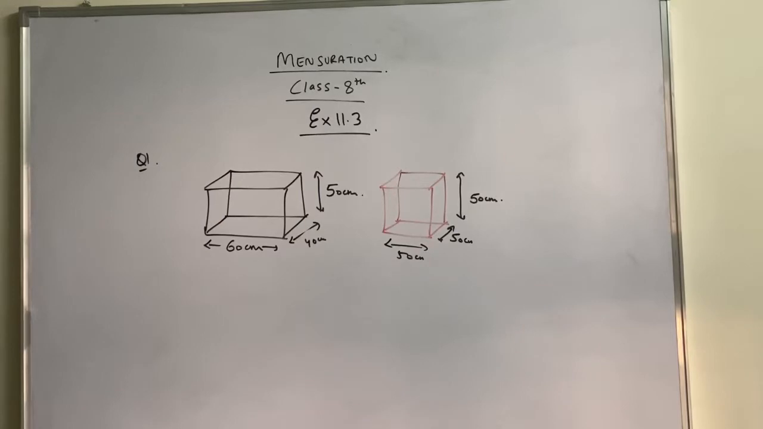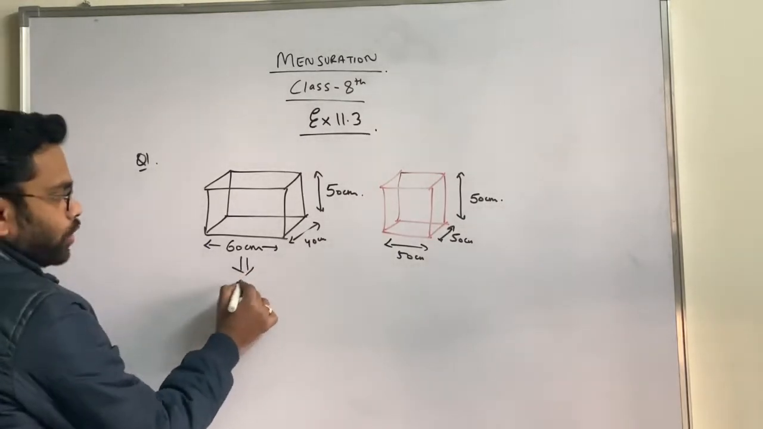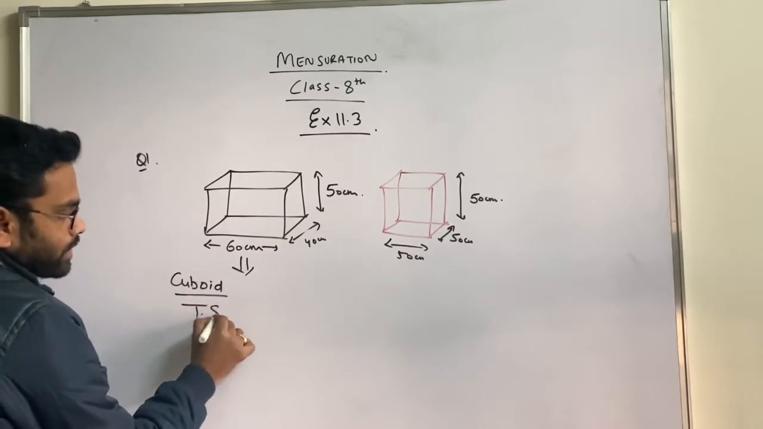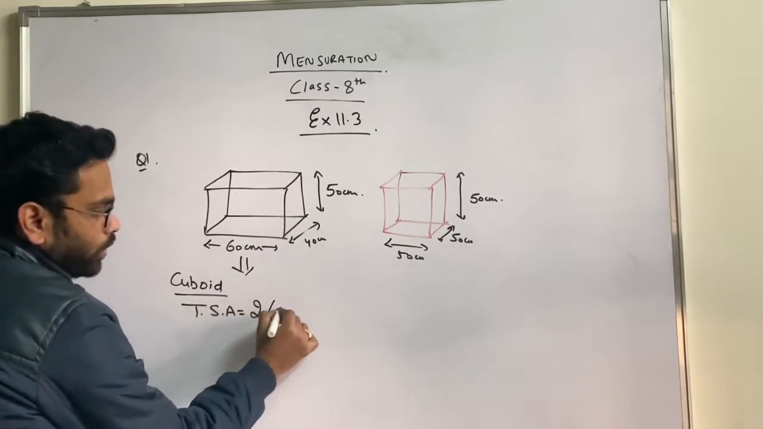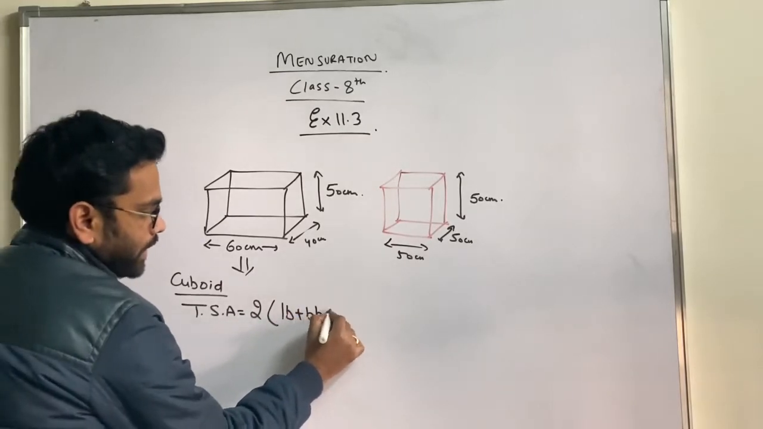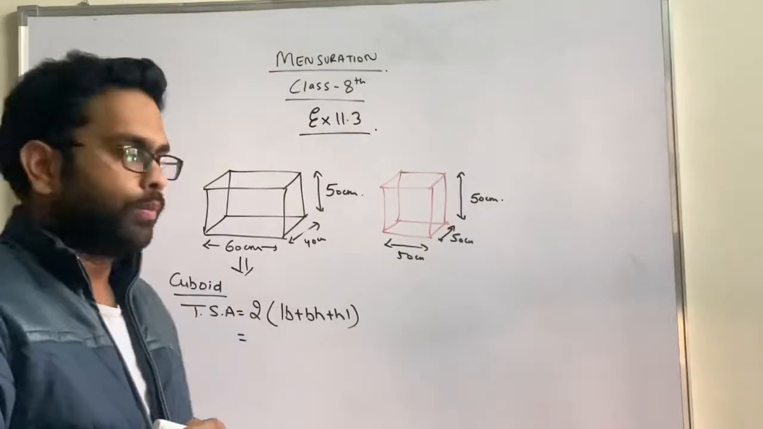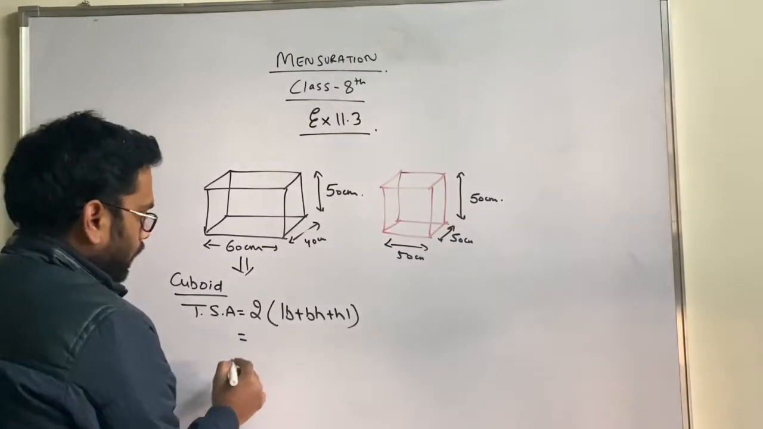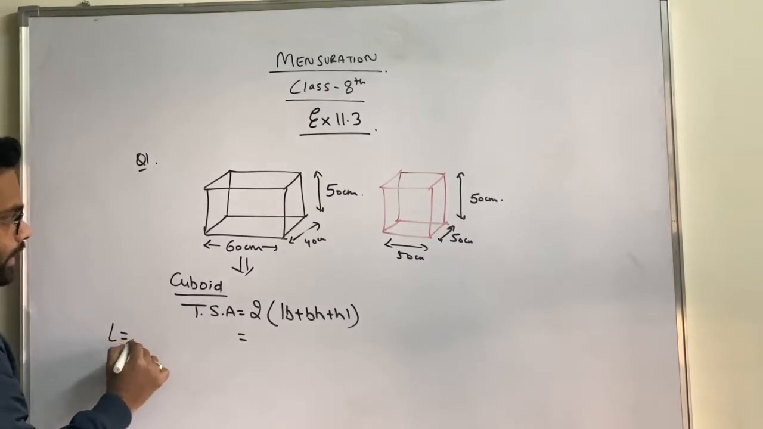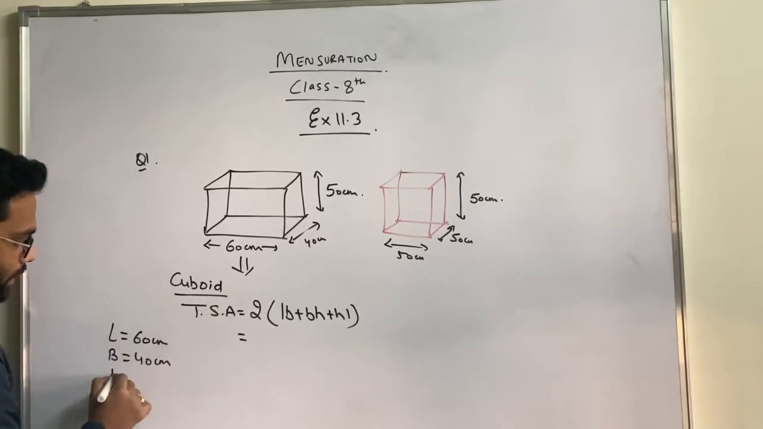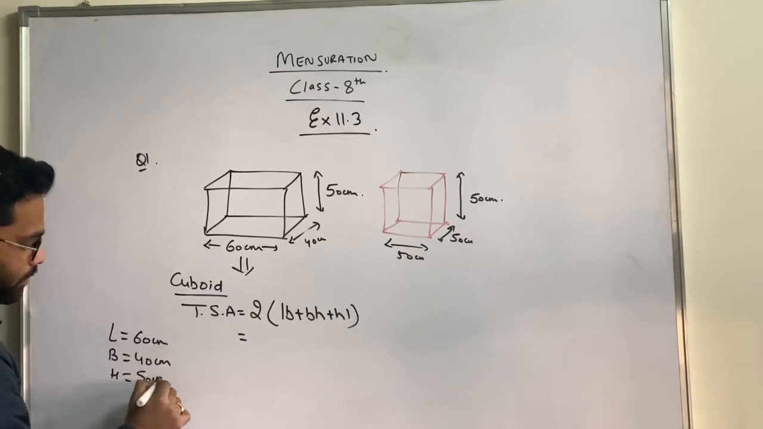So basically, you have to find out the area. The question is asking how much material is required. So this is a cuboid. The total surface area of a cuboid is 2 into LB plus BH plus HL. This is the formula of the cuboid. Now it is important to note the length is 60 centimeter, the breadth is 40 centimeter, and the height is 50 centimeter.